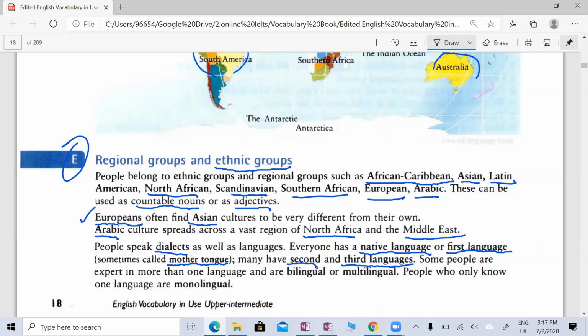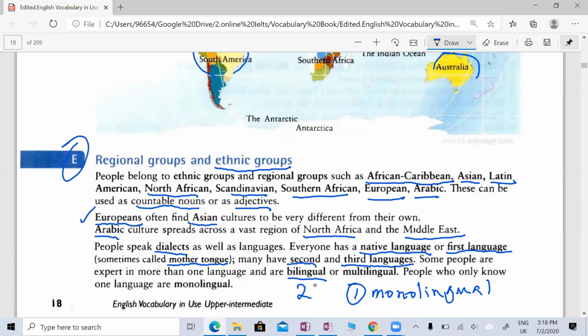Some people are expert in more than one language and are bilingual. I mean, if you can speak two languages, you are bilingual. And if you can use just one language, you are monolingual. If you can speak one language, you are monolingual. But if you can speak two languages, you are bilingual. But if you can use more than two languages to communicate, you are a multilingual person.